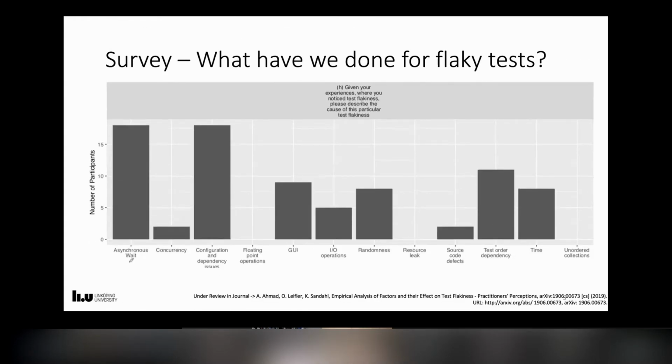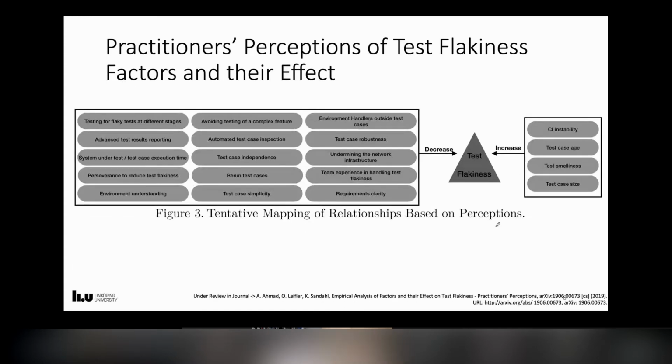They told us that asynchronous wait, configuration, and dependency issues are the common problems. I/O operation, GUI, test order dependency, and time, clock time. These were the major reasons that they believe cause test flakiness in their company. We also talked about some factors that can either decrease or increase test flakiness. All these slides that I'm presenting can be found here, and we submitted this paper to a journal. It's under review. So these are the factors in the companies' opinion that increase or decrease test flakiness.